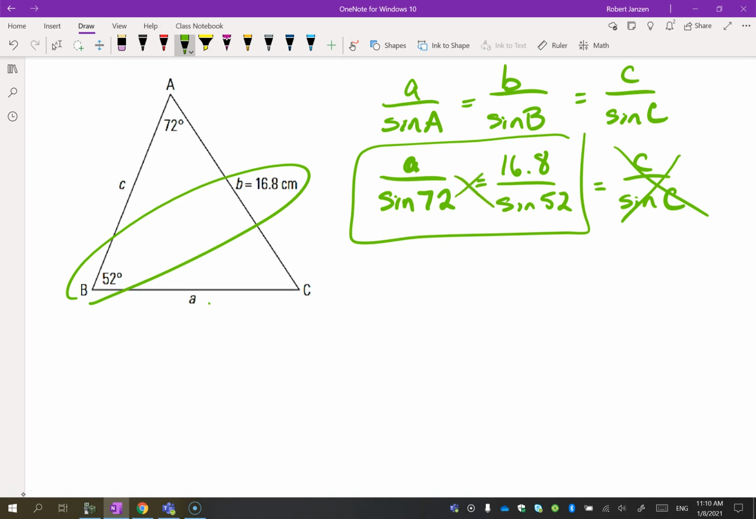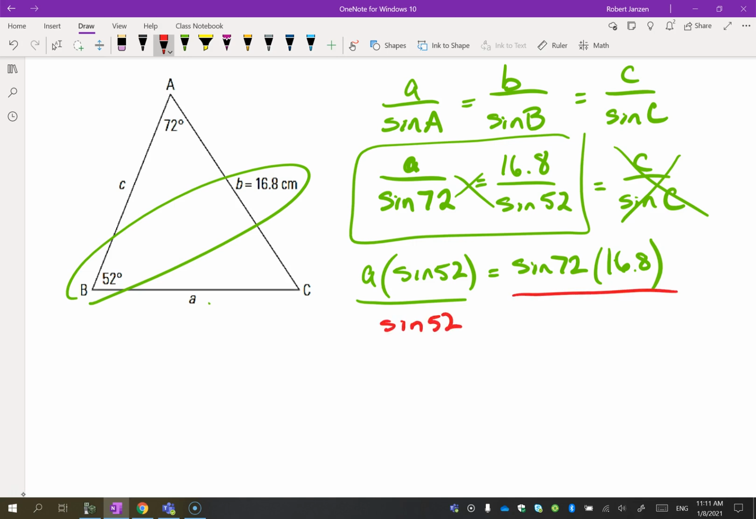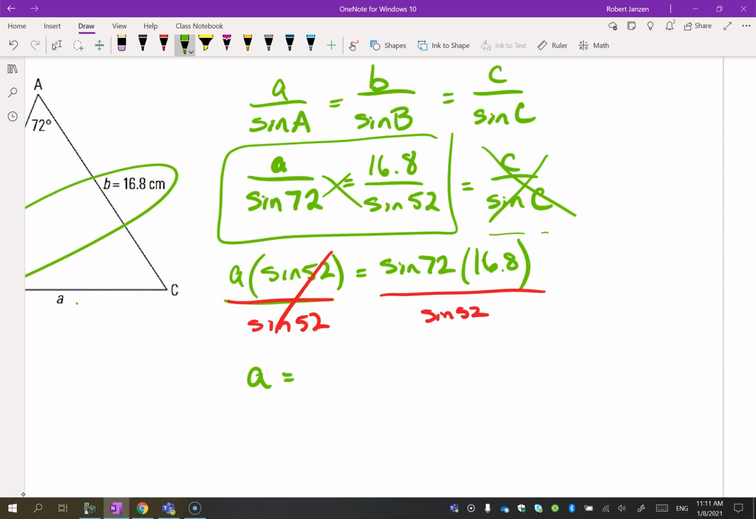So what I have now is a ratio, just like I did with right angle trigonometry, and we're going to cross multiply. So I get A times sine of 52 equals sine of 72 times 16.8. Okay, and how do I get A by itself? I'm going to divide both sides by sine of 52. Okay, so that cancels that out. And so I get A is, now this is actually harder than it looks. You need to put that in the calculator. Okay, so give that a try. See if you can type it in. You should get 20.3 centimeters.